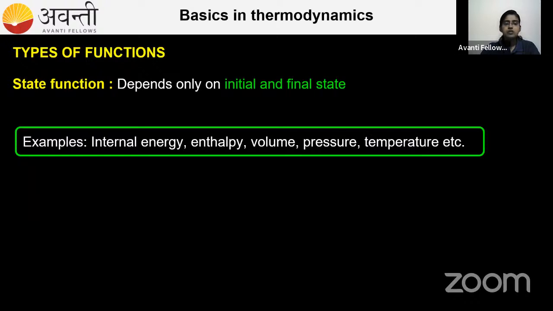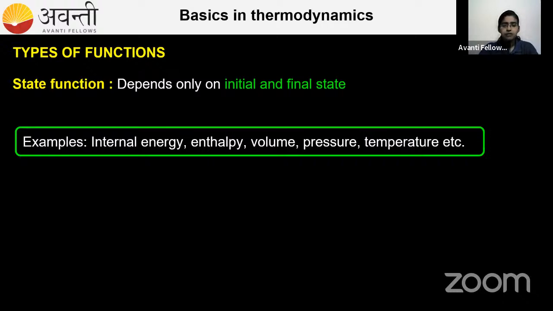Now coming to the types of function, there are two types: one is state function and the other is path function. State functions are functions which depend only on the initial and final state. Examples are internal energy, enthalpy, volume, pressure, temperature, etc. All these properties depend only on the initial and final state. They don't depend on the path in which the reaction or the process occurs. Those functions are called state functions.